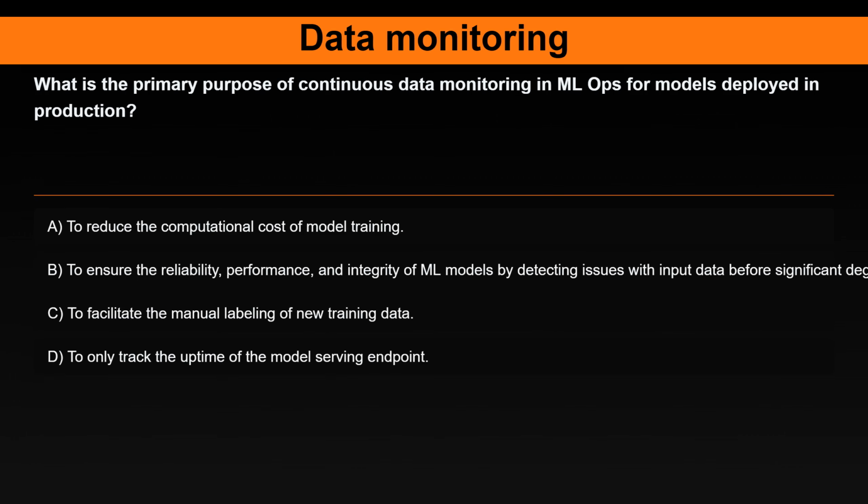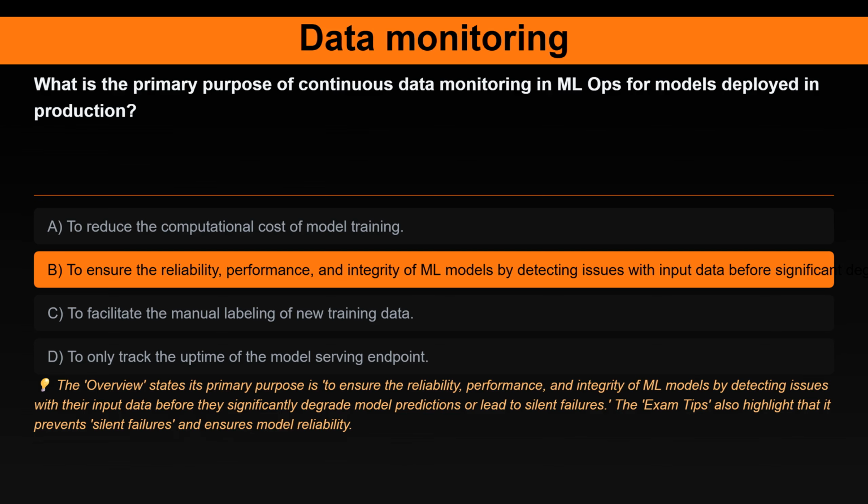Question 18. What is the primary purpose of continuous data monitoring in MLOps for models deployed in production? Option A. To reduce the computational cost of model training. Option B. To ensure the reliability, performance, and integrity of ML models by detecting issues with input data before significant degradation. Option C. To facilitate the manual labeling of new training data. Option D. To only track the uptime of the model serving endpoint.